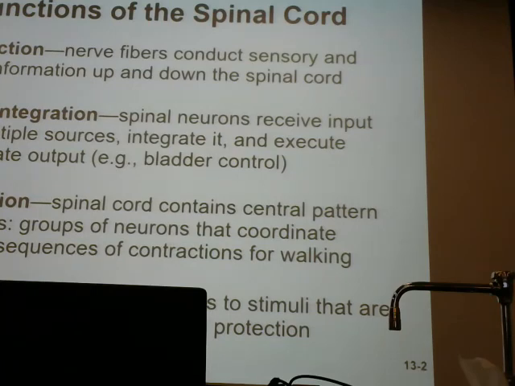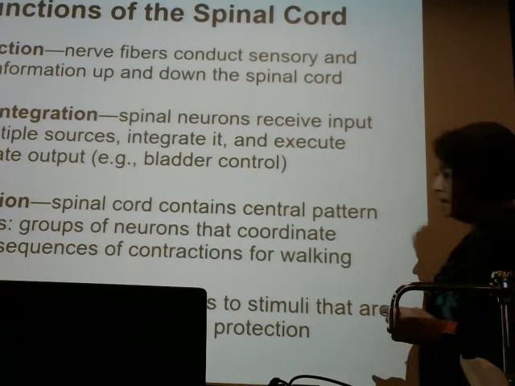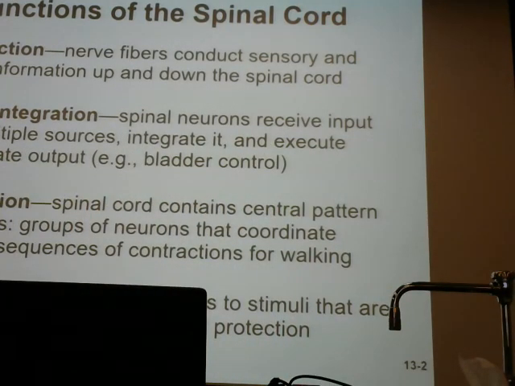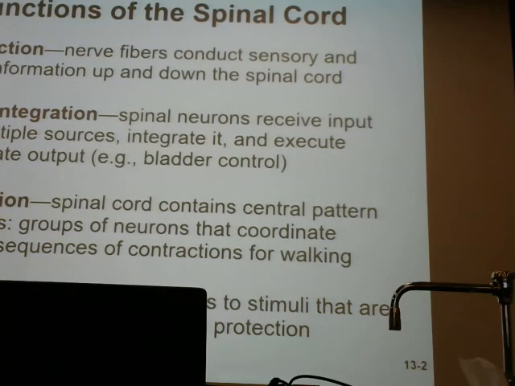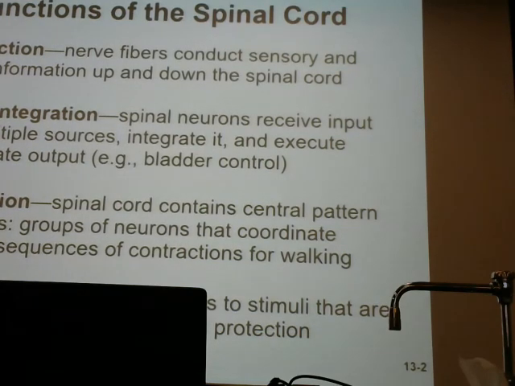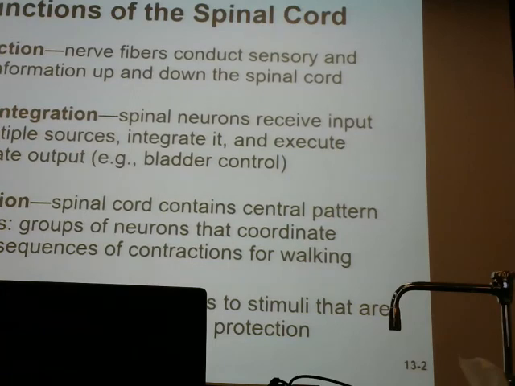Now, here's the thing. When we talk about a nerve cell, for the most part, this is our idea of a nerve cell. Got the nerve.